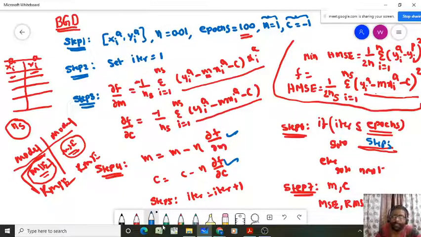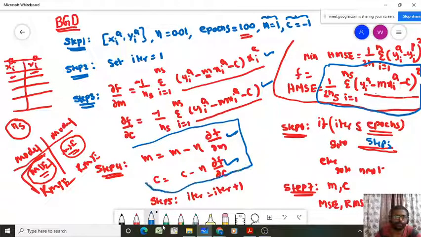The only change is in the objective function. Based on the change in the objective function, your gradients change, while these equations remain the same, similar to your simple linear regression model, for stochastic gradient descent optimization.